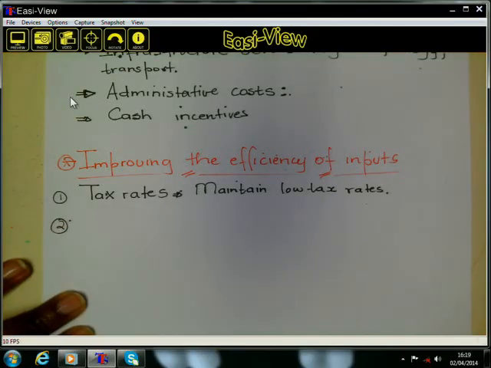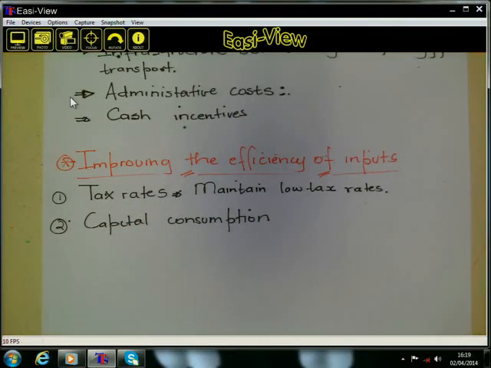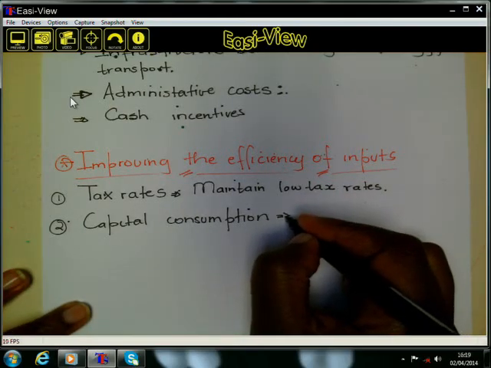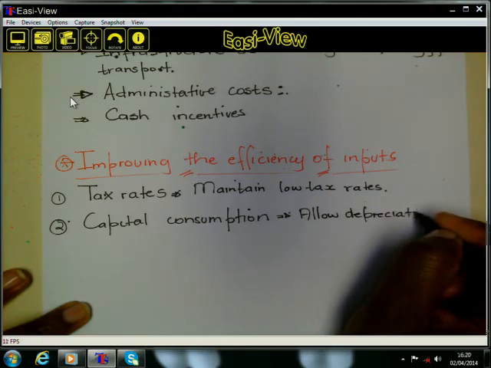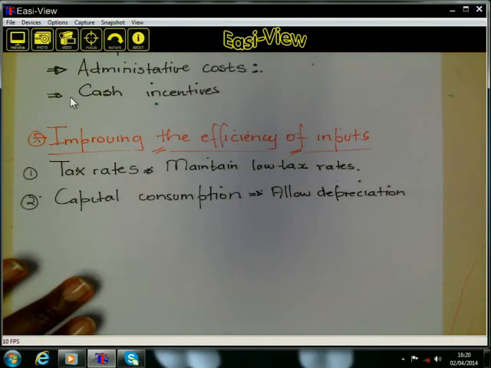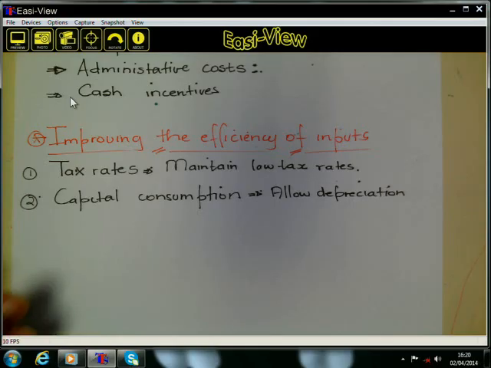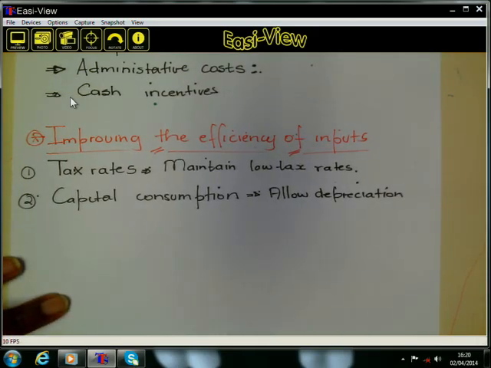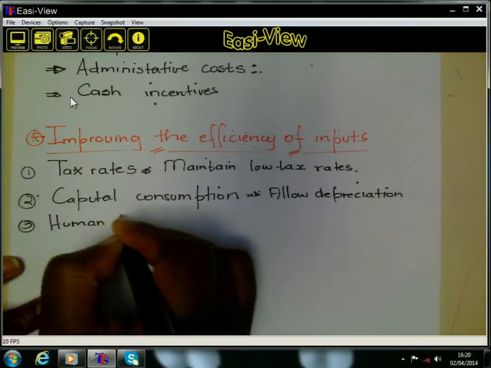The second factor that they must look at, capital consumption, which means they must allow depreciation to take place. So they must compensate businesses if their machinery has depreciated, and they must allow them to get rid of it maybe 3 or 5 years after they've used it at a lower cost without charging them. If they can do that, then the businesses will be happy as well. Human resource development.